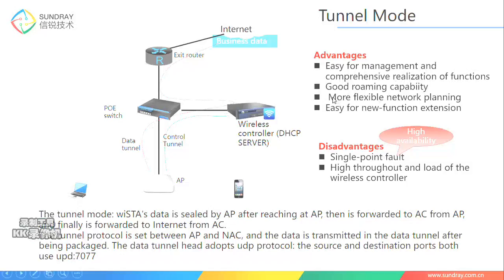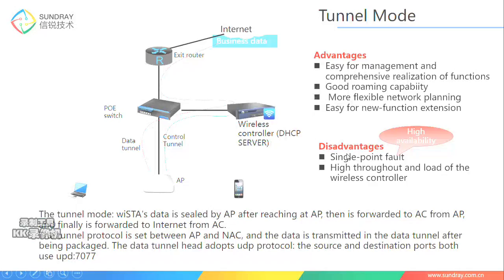And more flexible network planning, because in tunnel mode we don't need to set VLANs or other network settings. We just need an IP for the AP and controllers. So we don't need to set other VLANs on the switch for the users, or even set different VLANs. We can set all the VLANs in the controllers, because the terminals get their IP addresses from the controllers. So it is flexible for network planning.